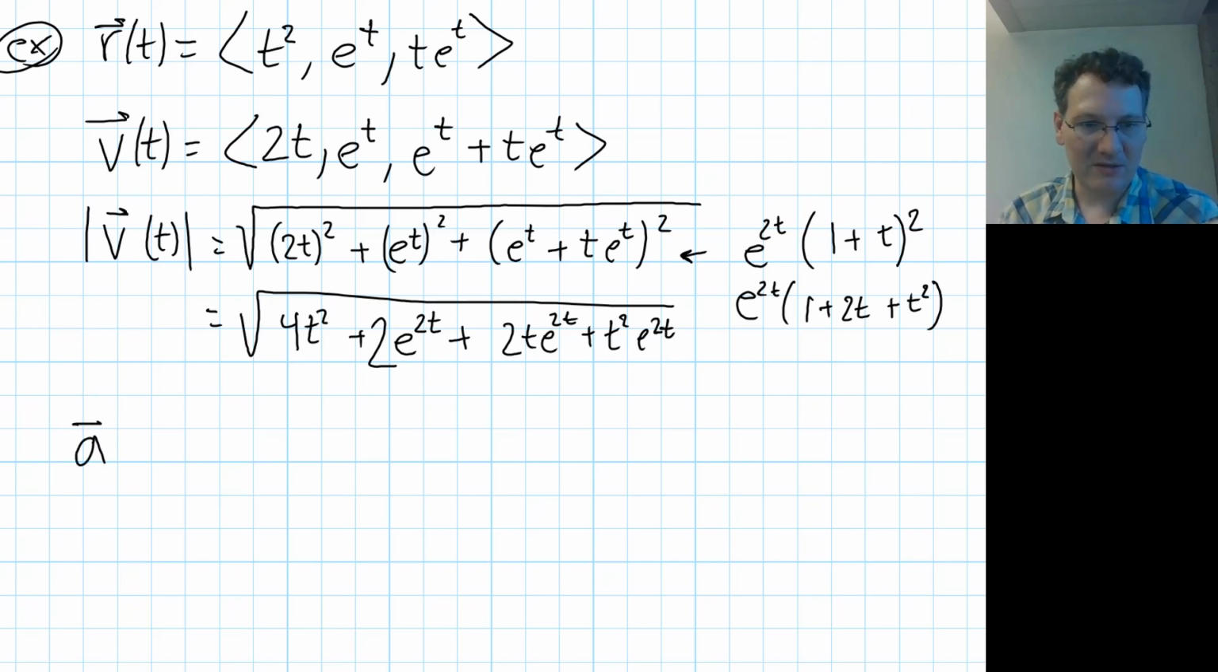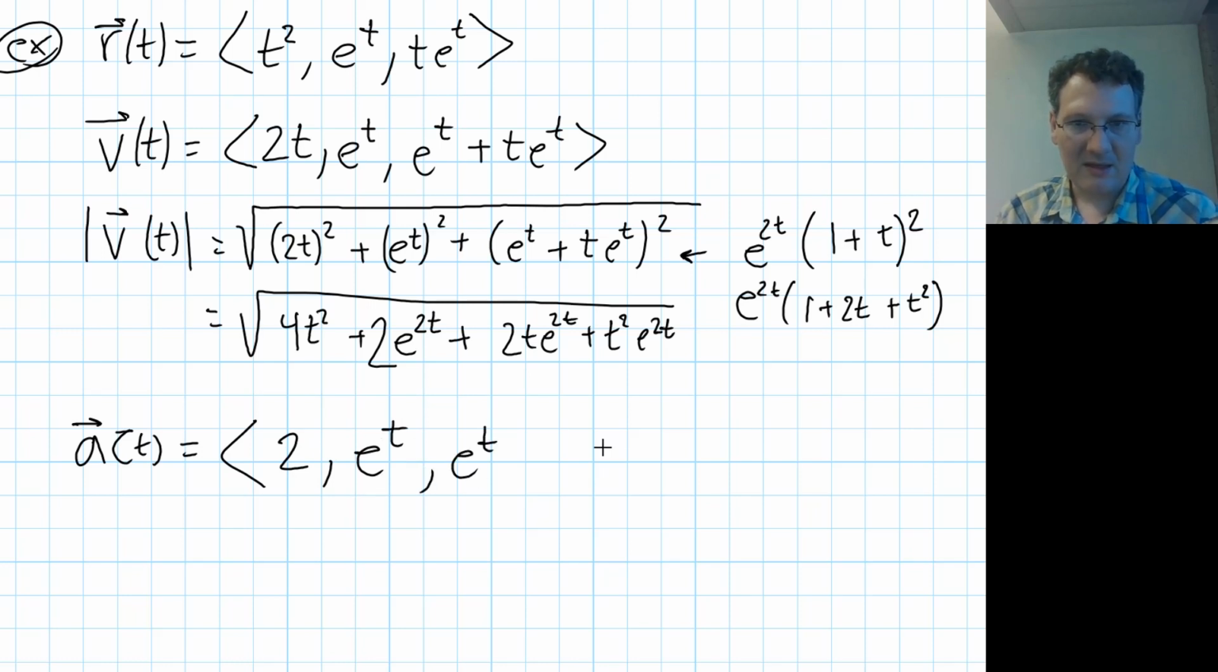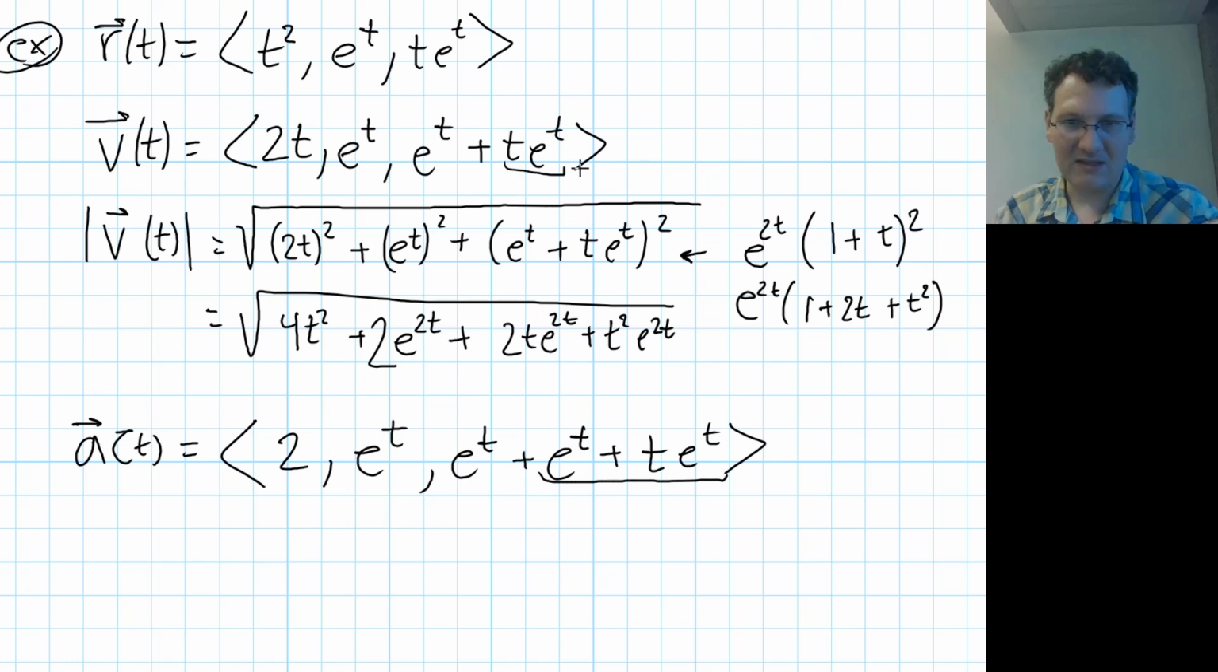The acceleration is going to be found by taking the derivative of velocity, right? So it's going to be 2, then e to the t, and then we have e to the t plus e to the t plus t e to the t. This here is the derivative of t e to the t, which I already did, and I can clean this up just a teeny bit.